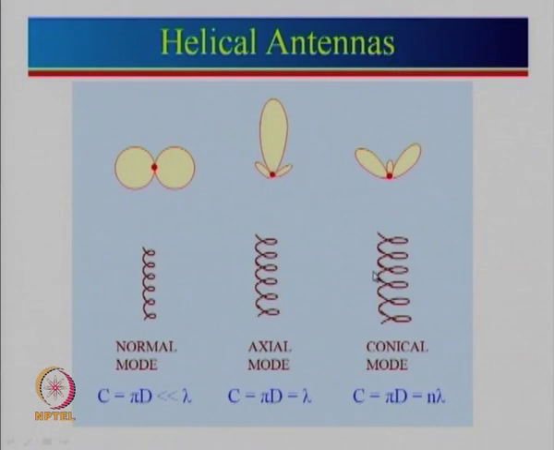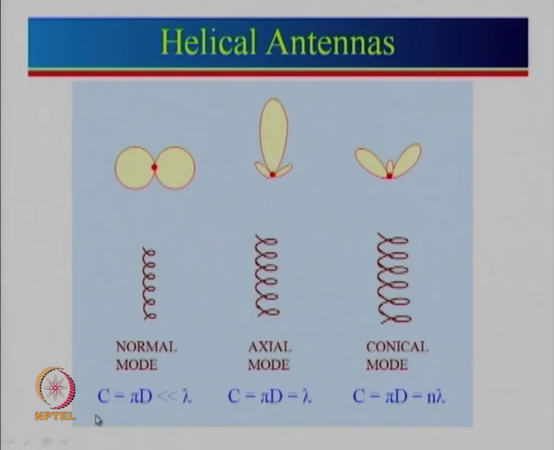Then let us look at the helical antenna. Helical antennas are nothing but you take a wire and bend it around, and how you bend it is important. You can bend it on a simple dielectric rod which can be hollow or solid, or you can provide some support structure also. There are 3 different modes in which a helical antenna can operate: normal mode, axial mode and conical mode. In fact, the same helical antenna can work in either mode depending upon the frequency of operation.